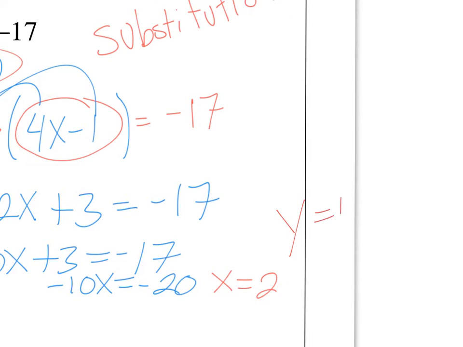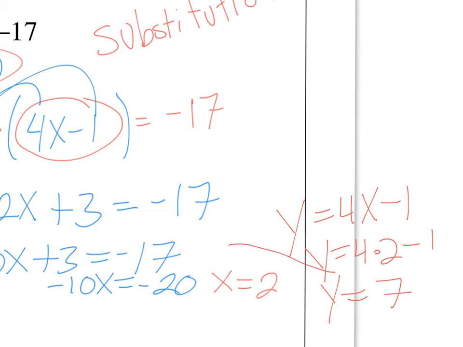Plug that back into this bad boy right there. y is equal to 4x minus 1. Therefore, if x is 2, y is equal to 4 times 2 minus 1. y is 7.